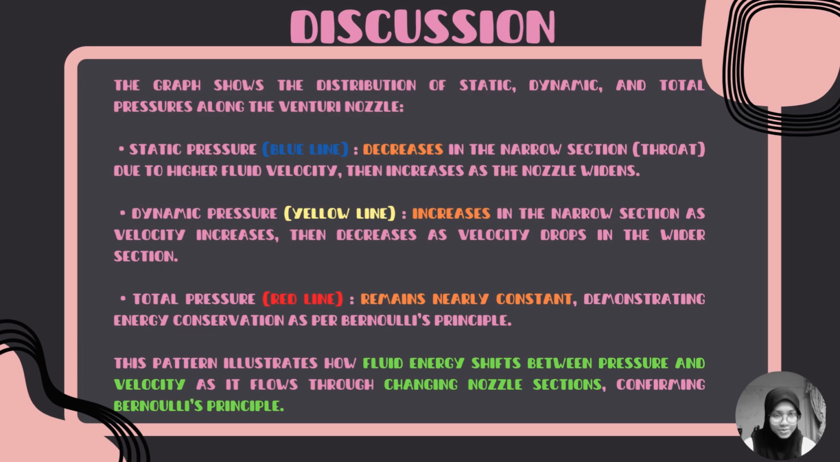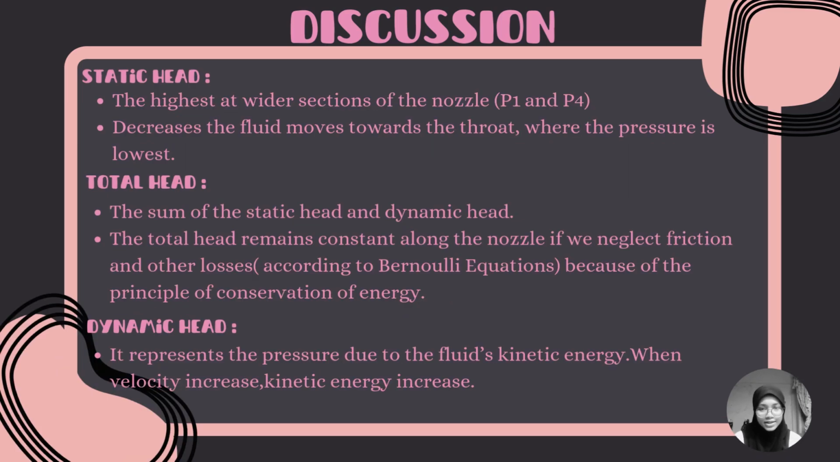confirming Bernoulli's principle. The static head is the highest at the wider sections of the nozzle, P1 and P4, and decreases as the fluid moves toward the throat, where the pressure is the lowest. And for the total head, it is the sum of the static head and dynamic head. The total head remains constant along the nozzle if we neglect friction and other losses, according to Bernoulli's equation, because of the principle of conservation of energy. And lastly, the dynamic head represents the pressure due to the fluid's kinetic energy. When velocity increases, kinetic energy increases.